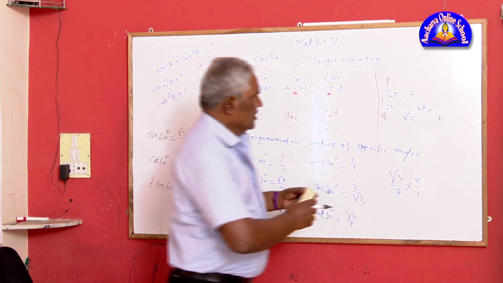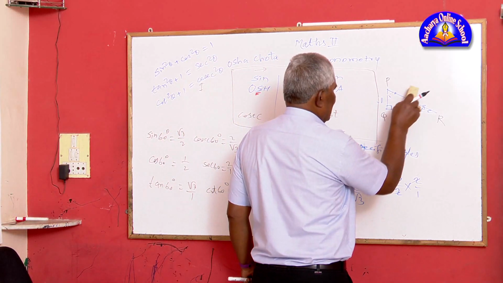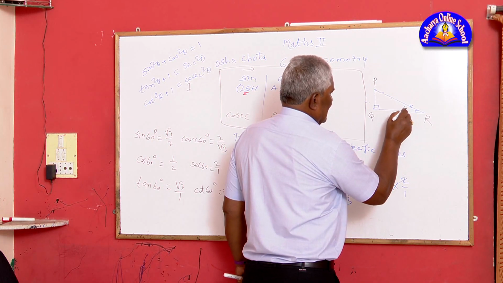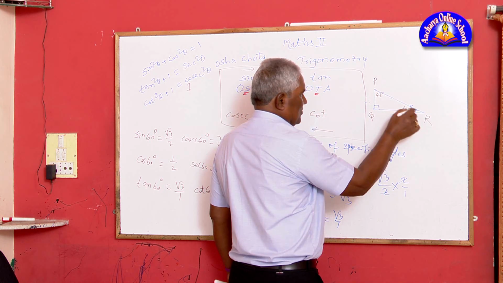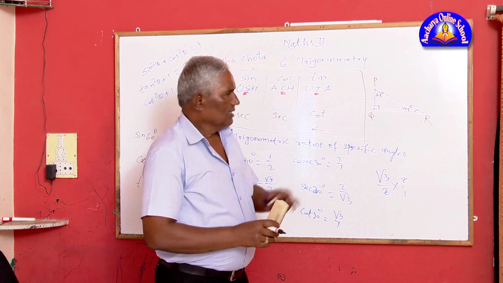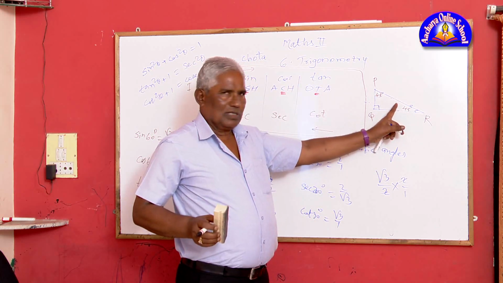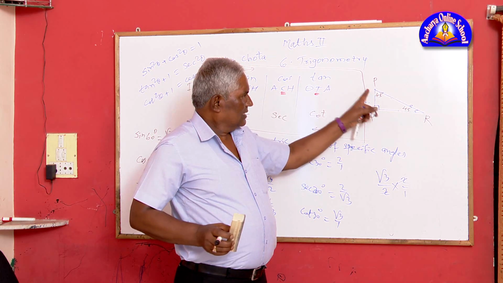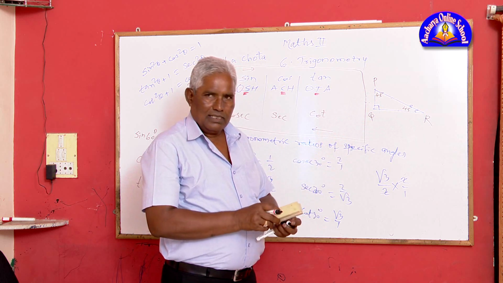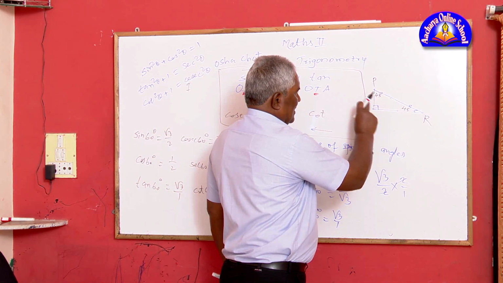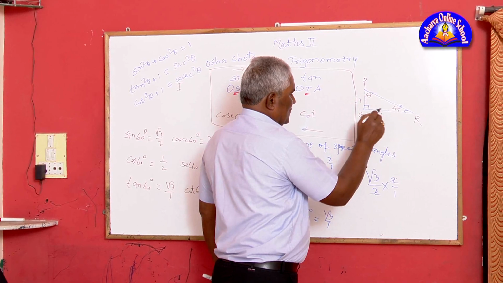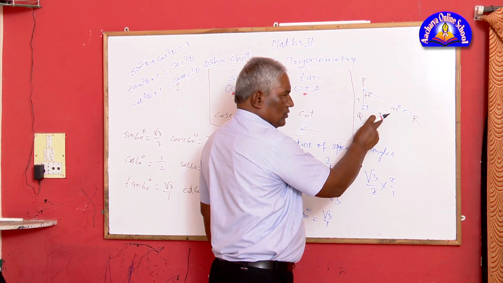Now second, the 45, 45, 90 theorem. Suppose this angle is 45 degree, this will also be 45 because these are complementary angles. This is 90 and 45 plus 45 is 90. Therefore these are complementary, and this is an isosceles right angle triangle. These two angles are congruent, therefore these two sides are also congruent. If this is 1, this will also be 1.